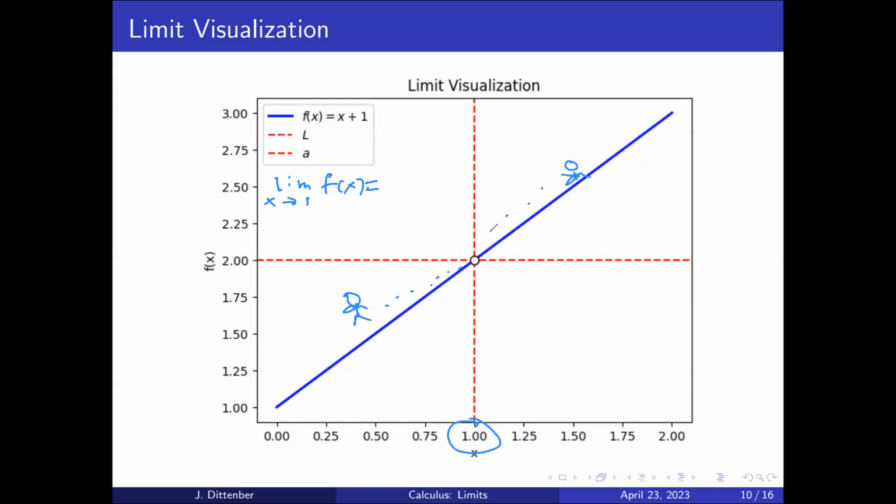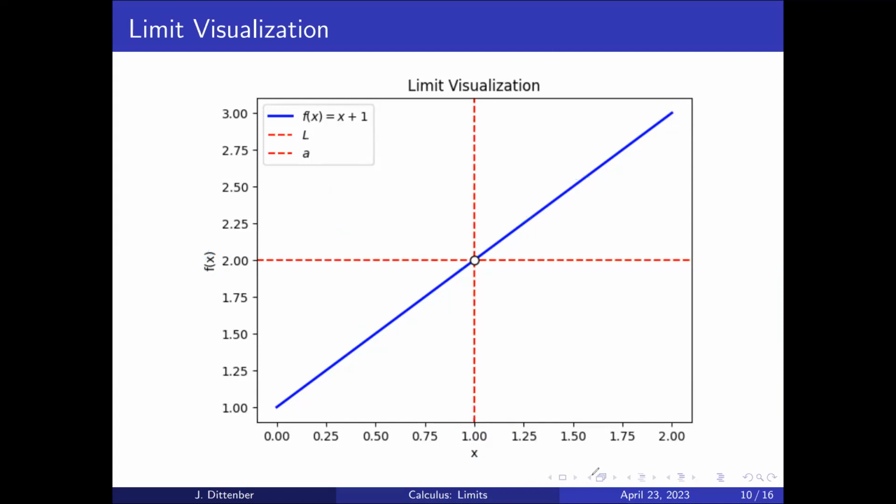And then if I'm walking along here on the right side, I'm also getting closer to 2. So the limit as x goes to 1 of f of x is 2. But as we noted, f of 1 is undefined. Okay, so this is the first really useful idea of a limit: the limit can exist and give us a notion of the behavior of the function at the location where it is not defined. All right, so that's the first part here.